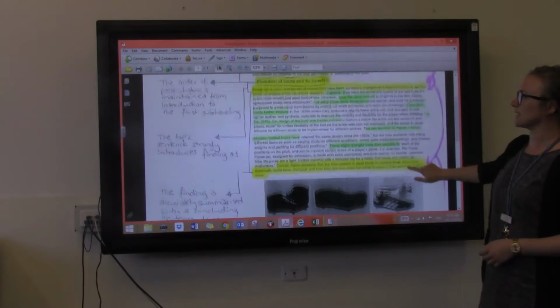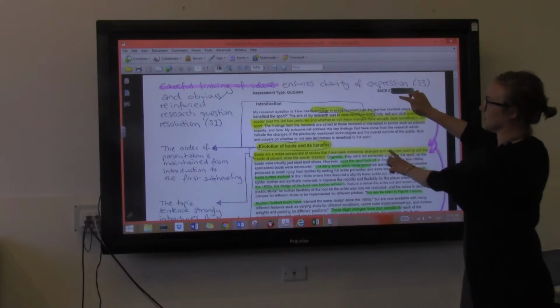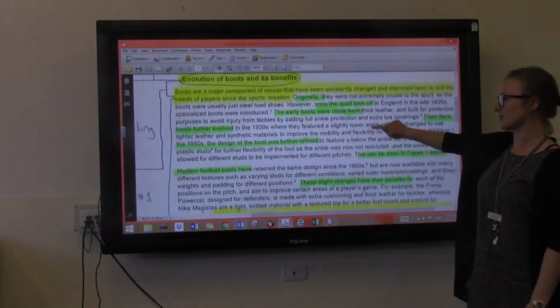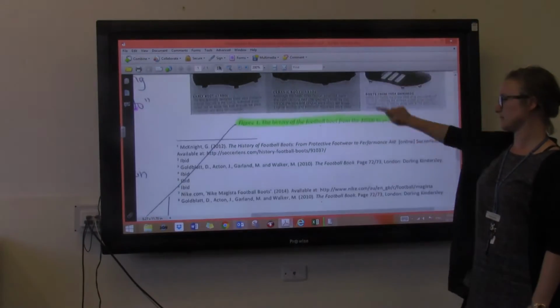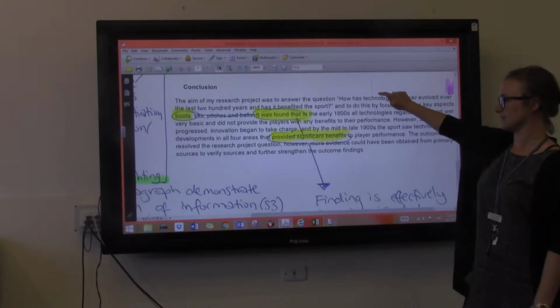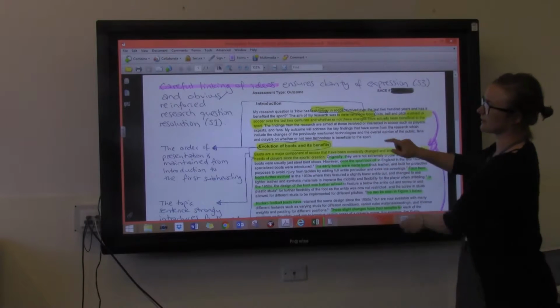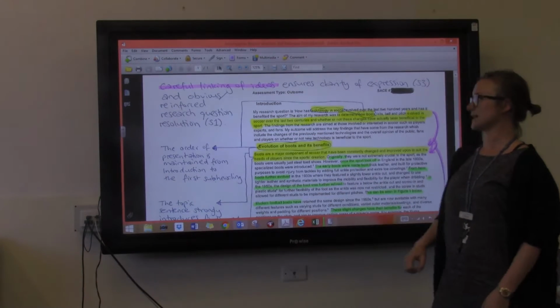Alright, so basically what I've got is, let's see if I can make it bigger. I've got an introduction, an example body paragraph, a figure, and then a conclusion at the end. And on the side of this document, if I make it smaller again, there are lots of different annotations.